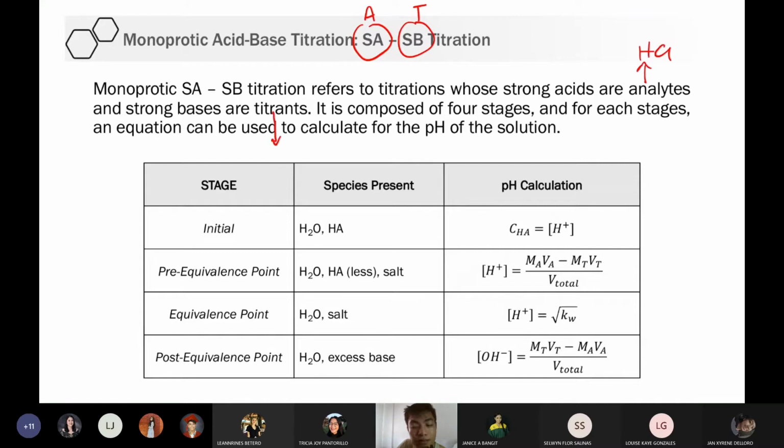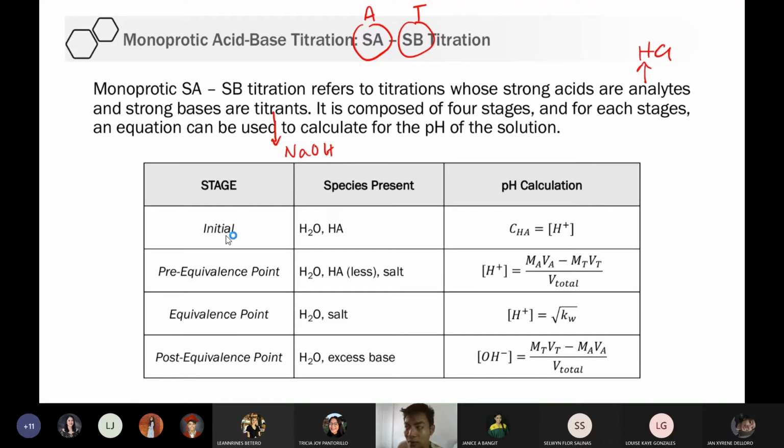Tas ang nasa burette ay si sodium hydroxide. Okay? So, ganun. Kung sino mauna sabihin, siya yung analyte. Strong acid, strong base. Analyte, titrant. Okay? So, when we have monoprotic SASB titration, it refers to the titration wherein your strong acids are the analytes. Example is HCl. And strong bases are your titrants. Example is sodium hydroxide. When we titrate SASB, okay, may apat na stages siyang dinadaanan.